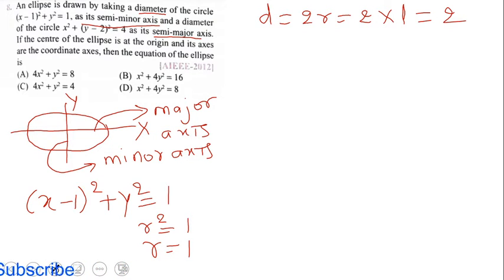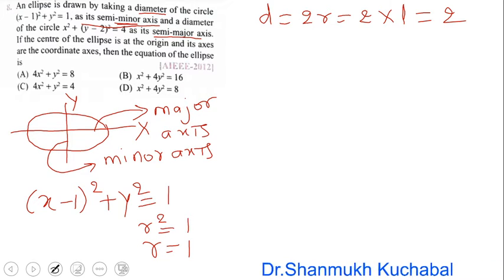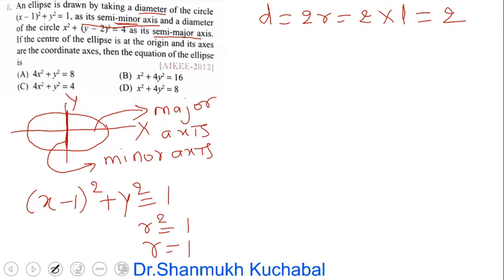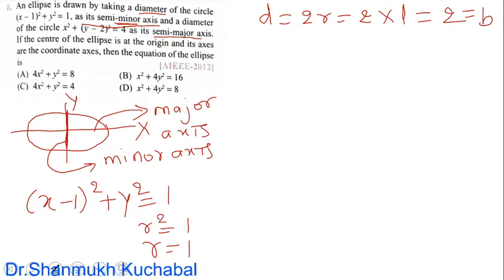Which represents the minor axis. Here it is told minor axis. Minor axis means, as I told you, the y-axis. So y-axis, y square by b square. So this will represent the b here. So 2 equal to b, we can write it here. Next, we have to calculate a.